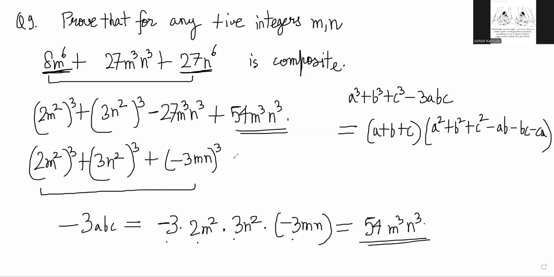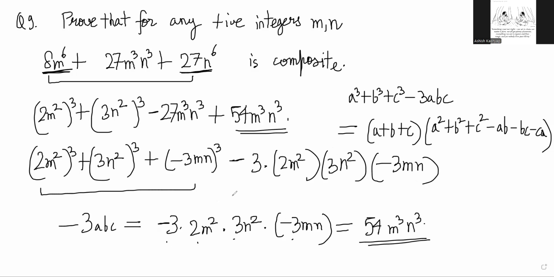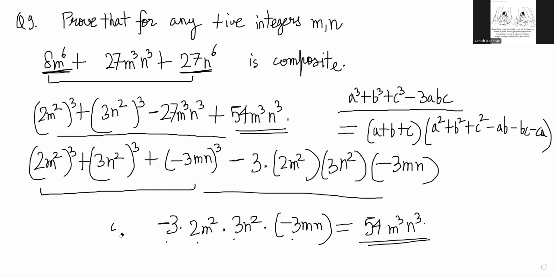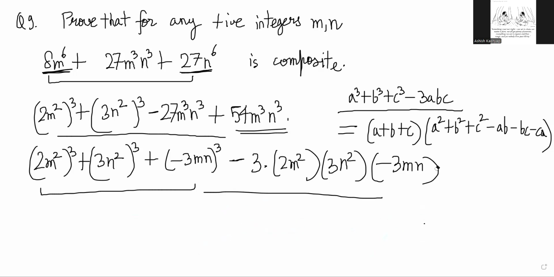So clearly now you can see that this is minus 3 times 2m square times 3n square times minus 3mn. And basically the whole expression is fitting in the identity a cube plus b cube plus c cube minus 3abc. And if it does so, now we can factorize it easily. We can just write it as a plus b plus c times this expression. If you do that, you will get something like this. 2m square minus 3mn plus 3n square.